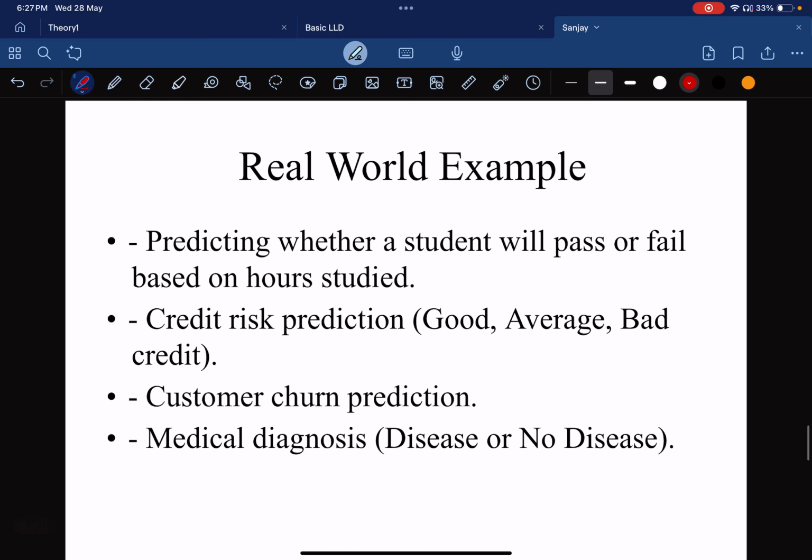Real world examples. In the real world, it can predict whether a student will pass or fail based on the number of hours studied, credit card risk prediction like good, bad, or average, and medical diagnosis, whether the patient has a disease or not.